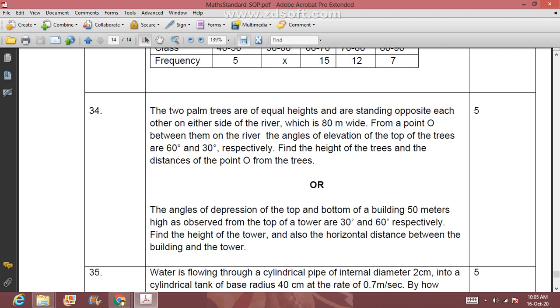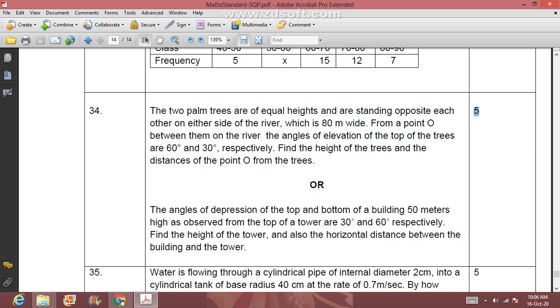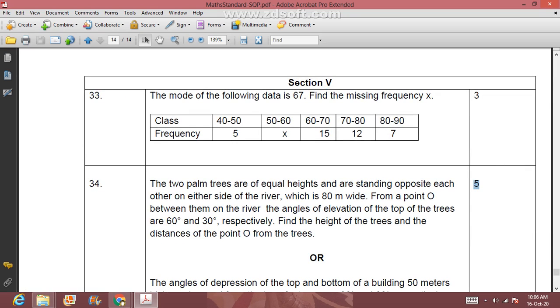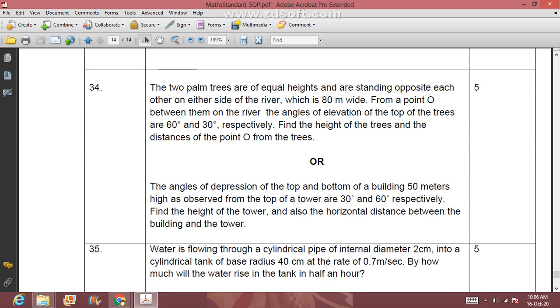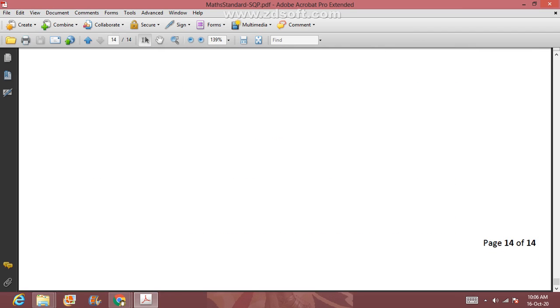Okay, it's okay. So these are the 5 marks questions. See here, 5 marks question. Pond, trees and all. Application of trigonometry. And the question is for 5 marks. See, this is a 5 mark question. Question number 34, one internal choice is there. 35 and 36. This is the end of the question paper.